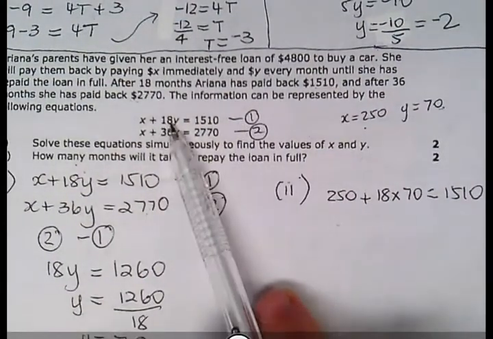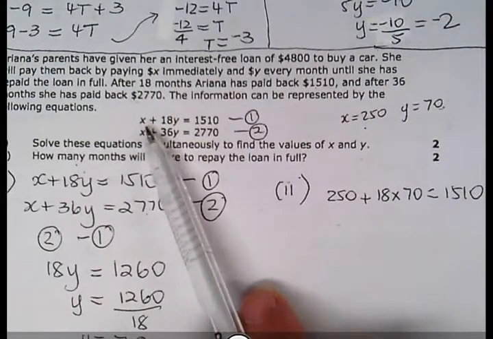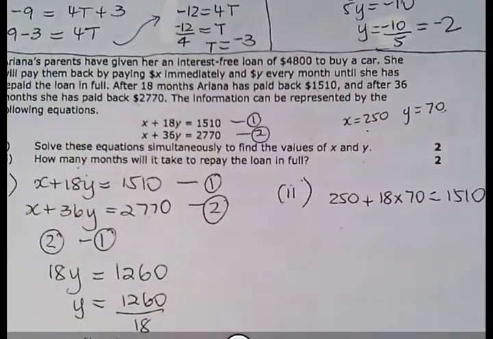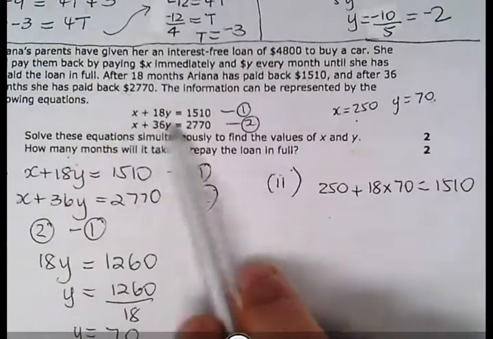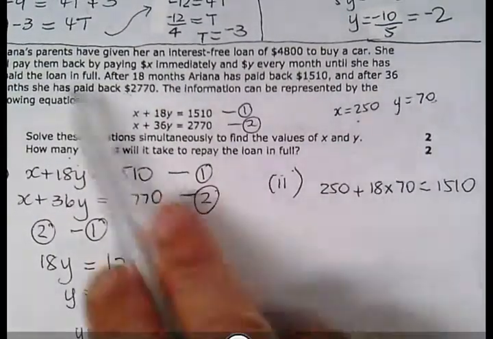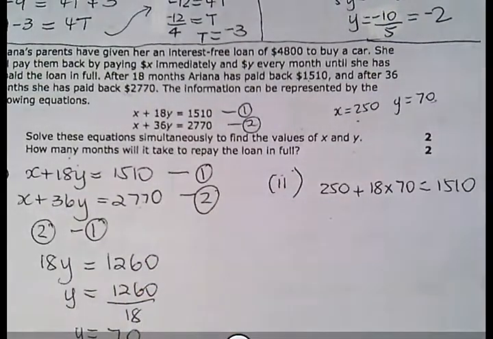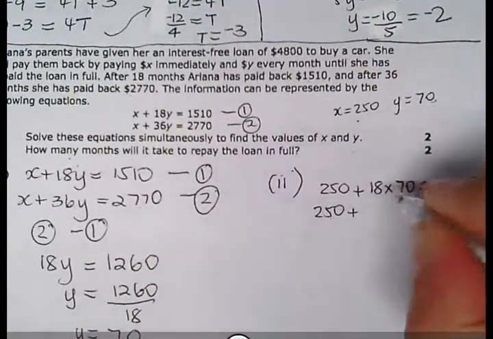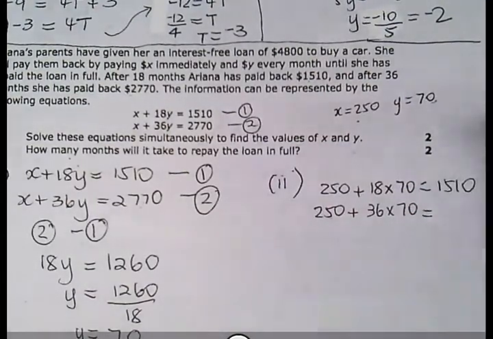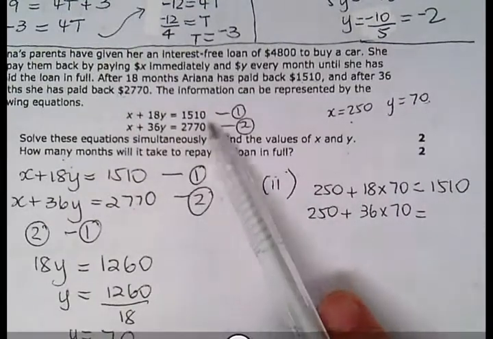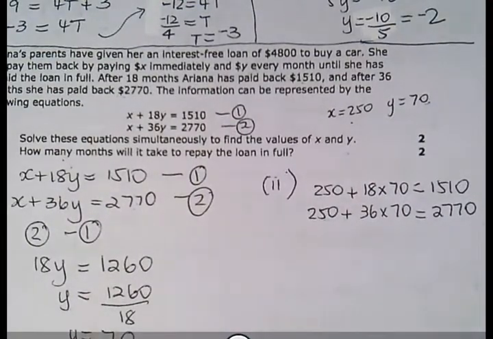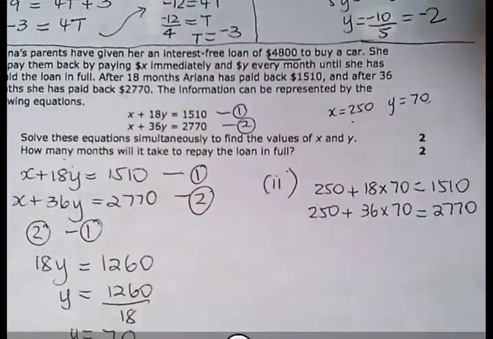So this first equation is showing you that if she makes a deposit of 250, because now you know what X and Y is, and she pays back $70 a month for 18 months, she will have paid off $1,510 after 18 months. And then the second equation gives you a snapshot of what she's done after 36 months. So it says after 36 months she's paid back $2,770. So for equation 2, we know X is 250 plus 36 repayments of $70. So 250 plus 36 times 70, if you do that on your calculator, you get $2,770.